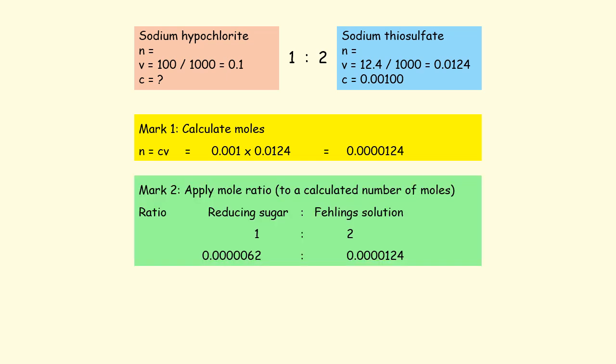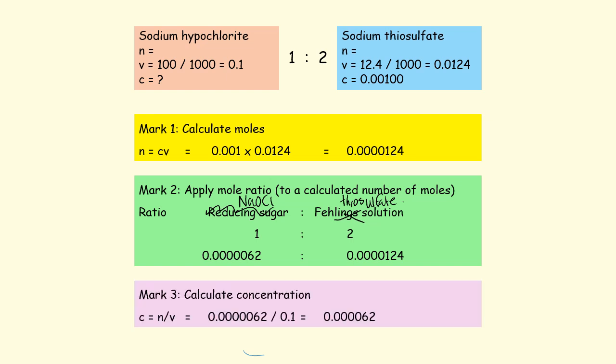The mole ratio is 2 to 1, and again, I'm sorry, I've got this written, this is your NaOCl, and that is your thiosulfate. The ratio is still 1 to 2, and so you are dividing that by 2. And then finally you calculate the concentration, taking your calculated number of moles, 0.00000062, and dividing it by your volume, which is 0.1, to get you that.